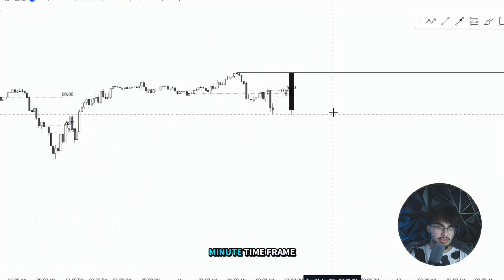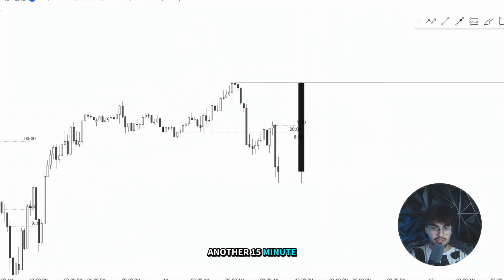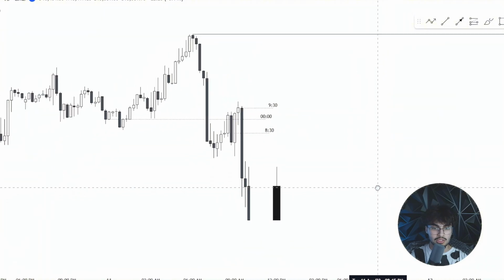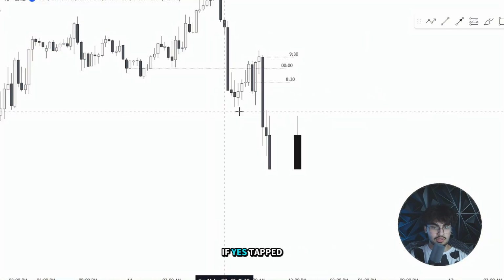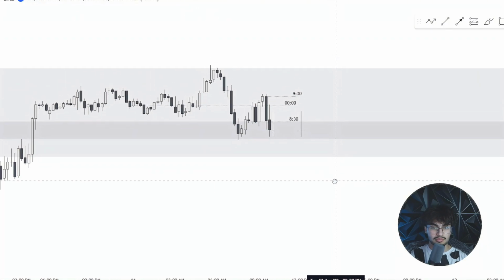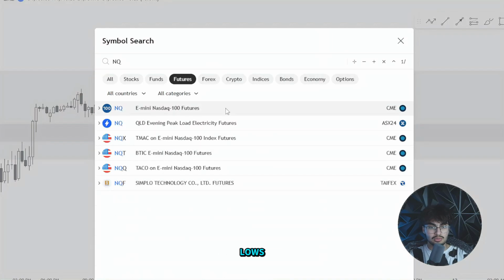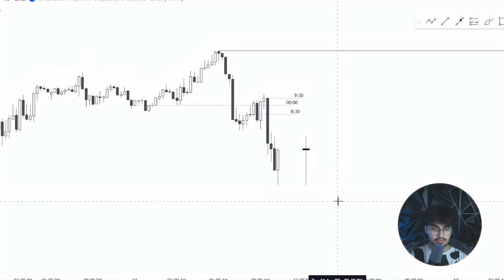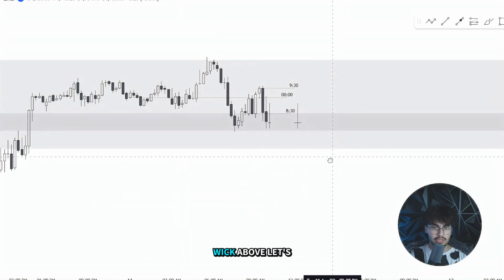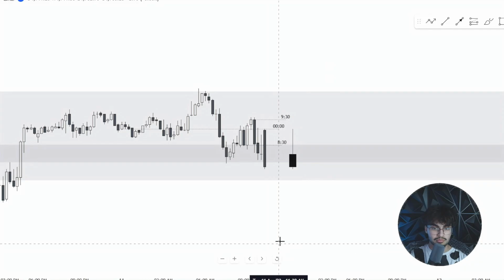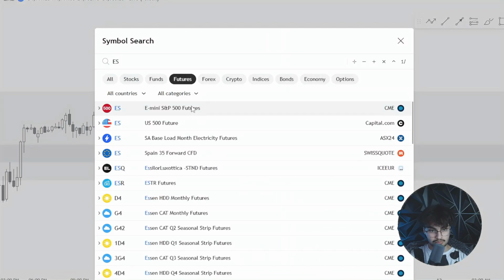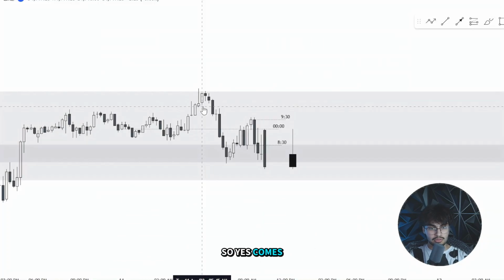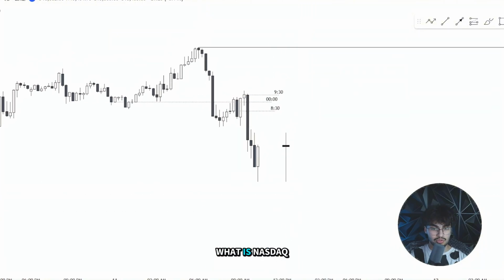Let's go down to the 15-minute time frame. See, we have another 15-minute gap that I want to see what price does. So let's see if ES tapped into its gap. ES is holding SMT at the lows. ES gets a wick above. Let's see. So ES comes back in down into the range. What is NASDAQ doing?